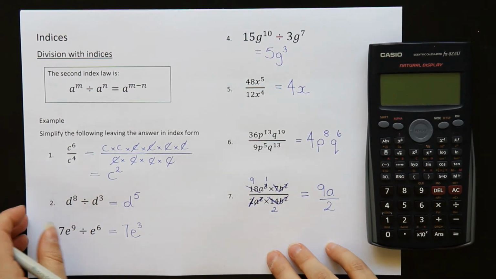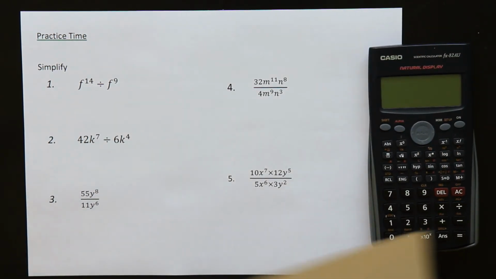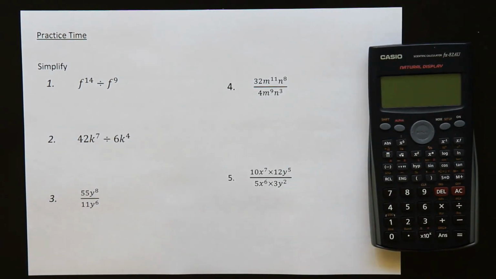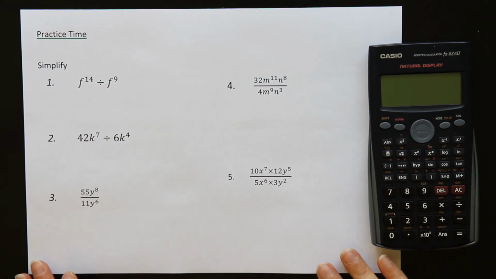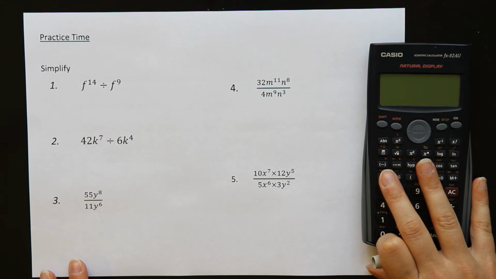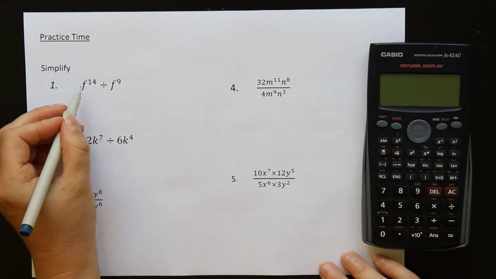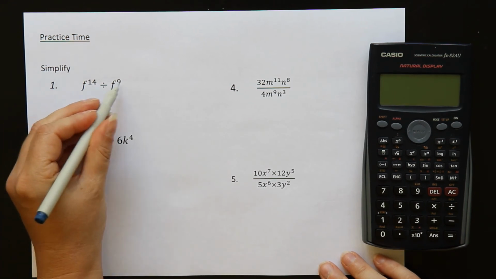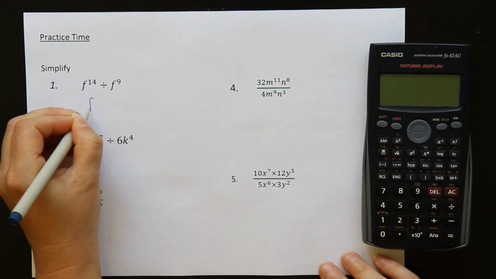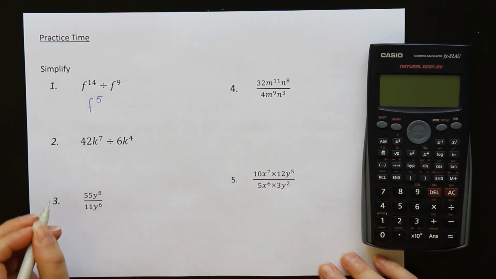Alright. On the next page, just a few questions, just like what we've just done, for you to have a practice. Pause the video and have a try. See if you can remember what we've just been talking about, and then restart the video to see the answers. F to the power of 14 divided by f to the power of 9. 14 minus 9 is 5, so f to the power of 5.